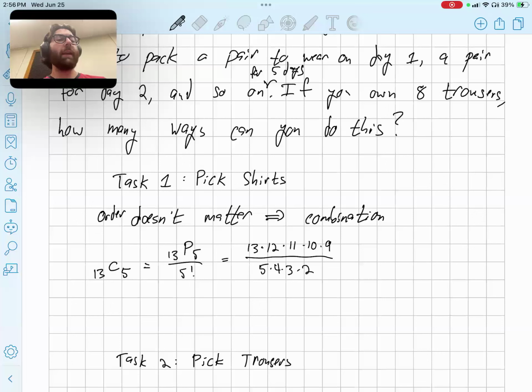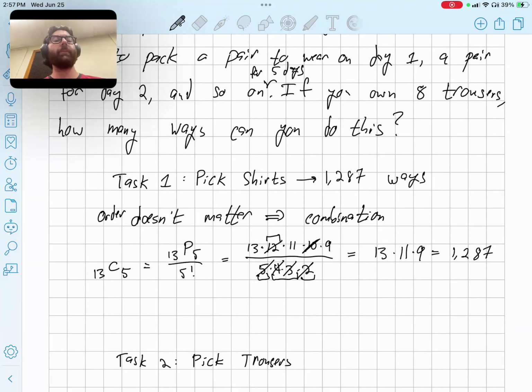Okay, so one thing I can do is, I see I have a 4 and a 3. 4 times 3 is 12, and I have a 12 up here. So if I divide the 12 by the 4 and the 3, those will all cancel. And I have a 2 and a 5 left. 2 times 5 is 10, which cancels with this 10 up here. So that leaves me with 13 times 11 times 9. And that's 1,287. So for picking shirts, I have 1,287 ways to do this.